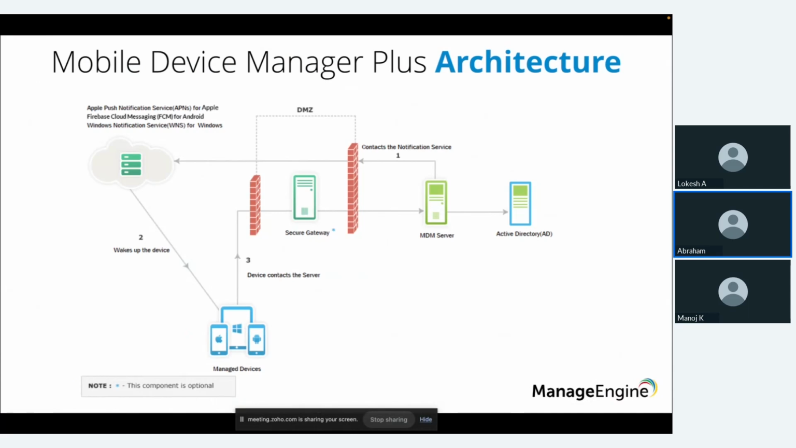So for any effective communication to go through, the server should be able to contact the notification service, and the notification service should be able to contact your devices in turn. So that facilitates the communication between your devices and the server.